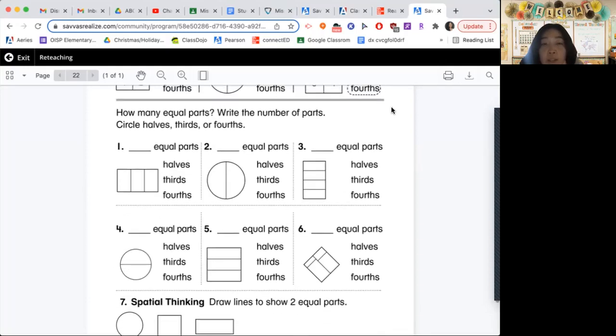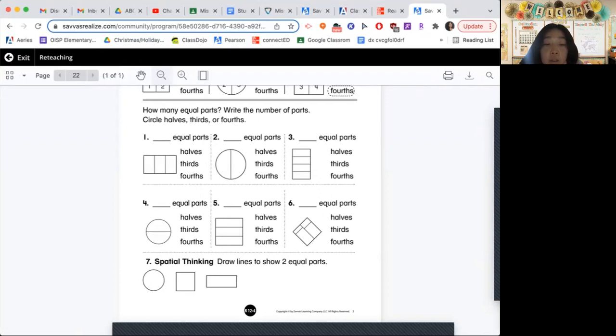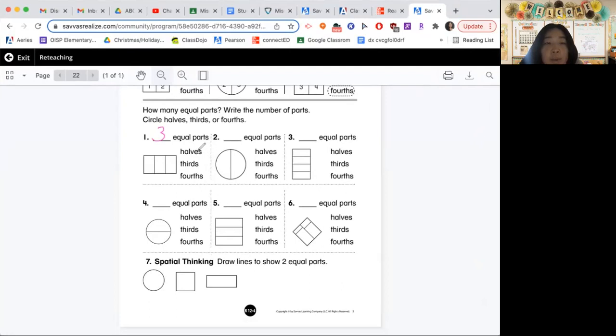Okay, now let's look at questions 1 through 7. How many equal parts? Write the number of parts, circle halves, thirds, or fourths. So, how many parts are there here in number 1? 3. Very good. So would that be halves, thirds, or fourths? Thirds. Very good.